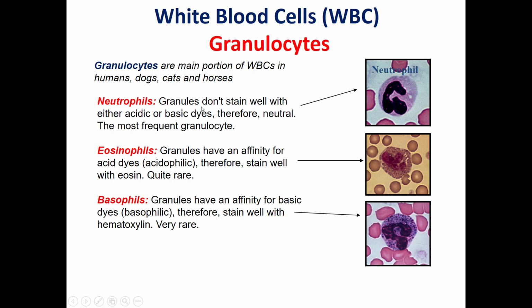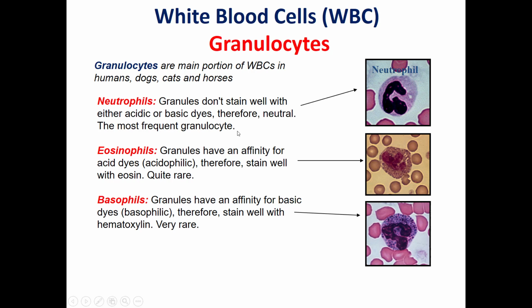The neutrophil's granules do not stain well with either acidic or basic dyes. Therefore, it's neutral, and from this comes the name neutrophil, which means that it likes to be neutral. Whereas the eosinophil's granules inside the cell have an affinity for acid dyes. So in order to stain the eosinophils, we need a stain with acidic nature, for which the granules have affinity. Also the basophil is named because its granules have an affinity for basic dyes.